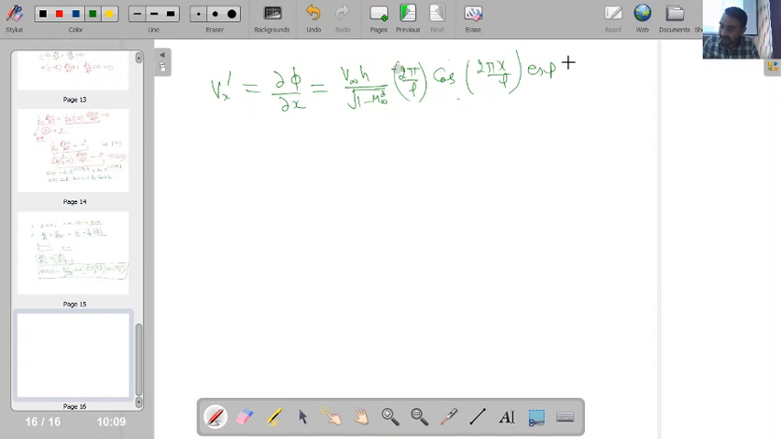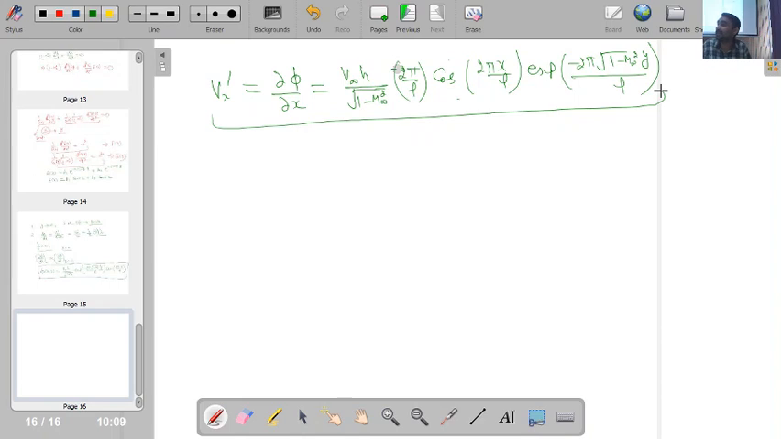Into exponential of minus 2 pi square root of 1 minus M infinity square y divided by L. So this is the value of Vx dash. If I have the value of Vx dash, I can calculate my pressure coefficient. What is the value of pressure coefficient? Minus 2 Vx dash by V infinity.